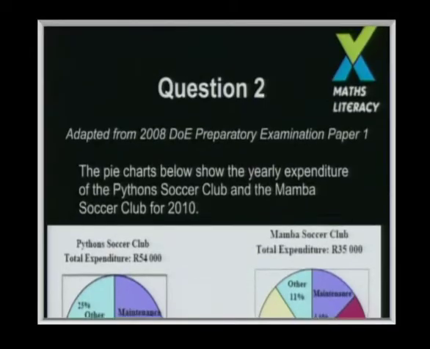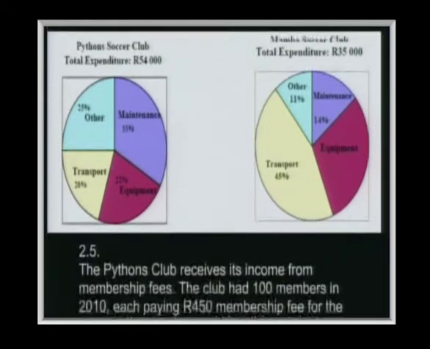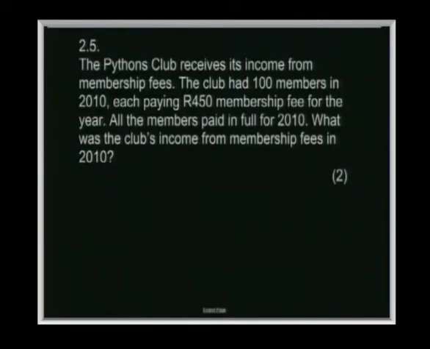Let's go look at question 2.5. Same question, so again the same pie charts. This time the Pythons Club receives its income from membership fees. The club had 100 members in 2010 and each paid 450 Rand membership fee for the year. All the members paid in full for 2010. What was the club's income from membership fees in 2010? Okay, so each person paid 450 Rand and there was 100 people.